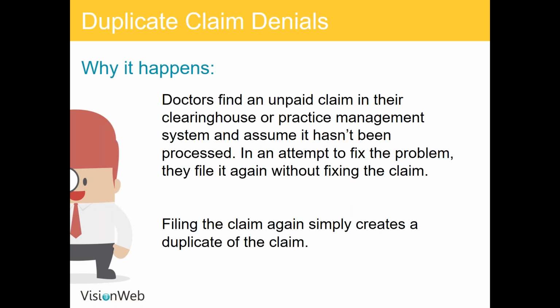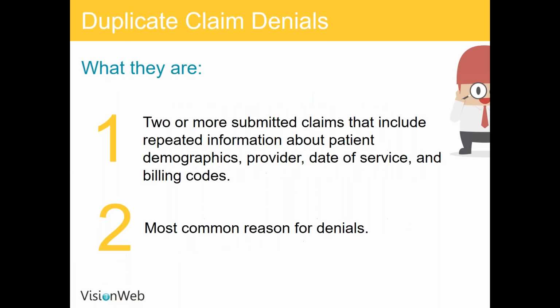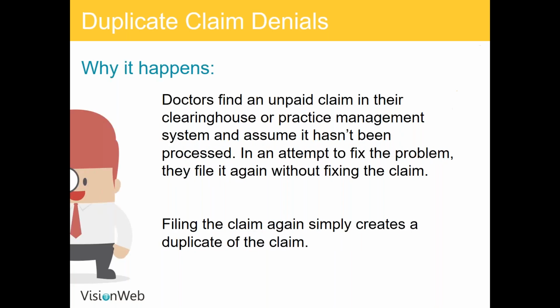So why does it happen? Duplicates have the exact same information. They have the same demographic information, the same provider information, the same date of service, everything is the same as the previously submitted claim. So it stopped prior to being reconsidered. And so why does it happen?